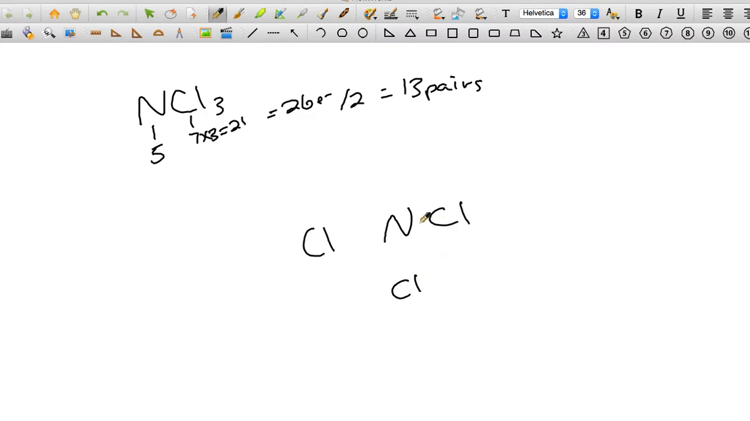Okay, I got 13 pairs, so I go 1, 2, 3, 4, 5, 6, 7, 8, 9, 10, 11, 12. I got 1 pair left over. Now I go to the central atom. So notice you give everybody on the outside a bond first, then start filling the lone pairs, and then anything that's left over goes to the central atom.